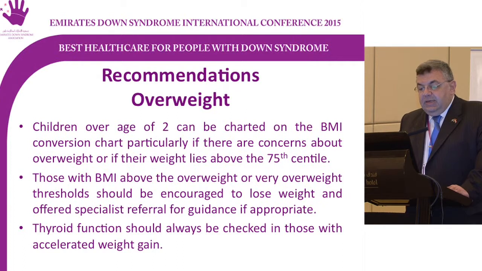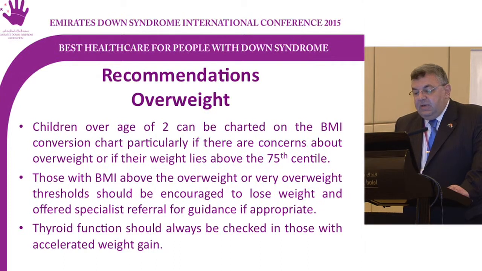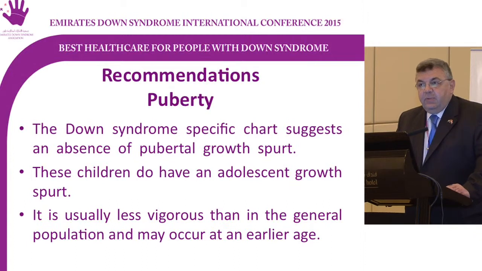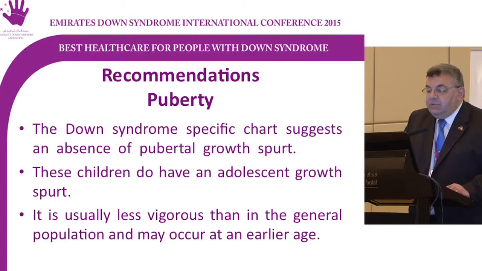Children over the age of 2 can be charted on the body mass index conversion chart, particularly if there is concern about overweight. We discussed this, and a point of importance that we should concentrate on, as was mentioned in the previous lecture, is the thyroid function test that should be done at least in the beginning with the accelerated weight gain. About puberty, we mentioned the Down syndrome specific chart suggests an absence of pubertal growth spurt.